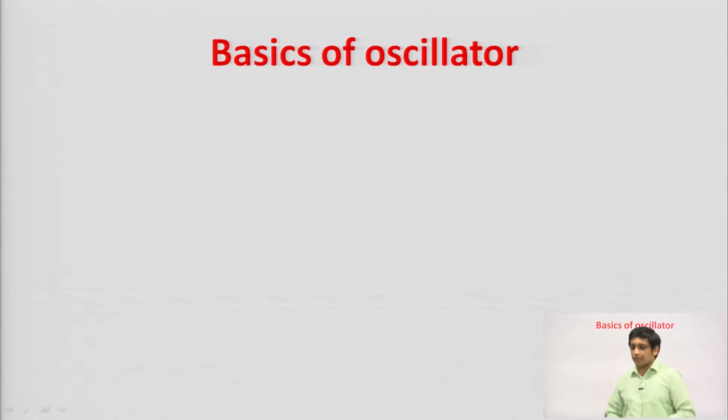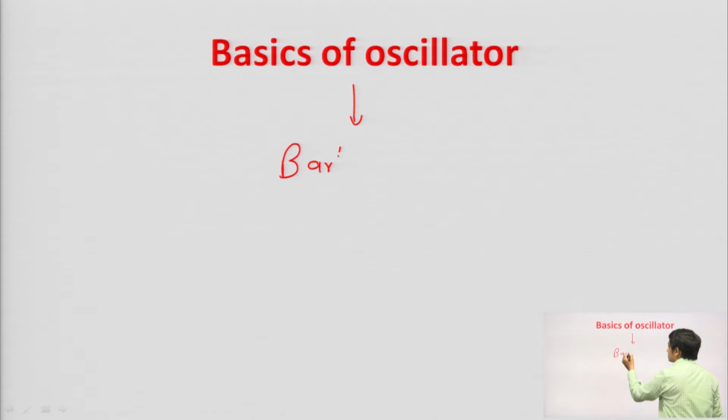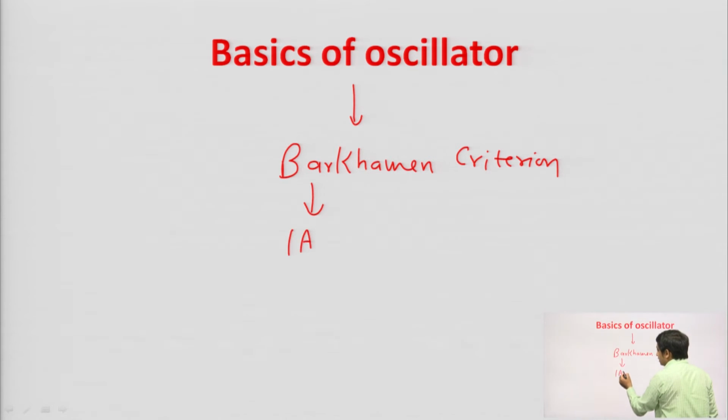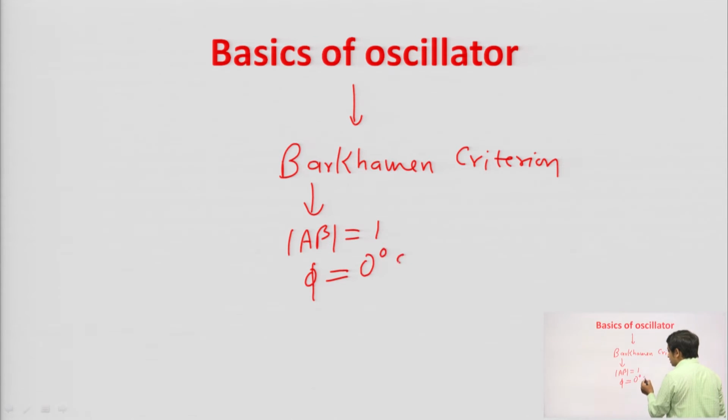So, starting with the basics of oscillator. Basically, oscillations are produced by following the criteria that is called the Barkhausen criteria. As per Barkhausen criteria, your loop gain, that is mod A beta, should be 1, and your phase angle, that is phase shift around the loop, should be 0 degree or 360 degree.